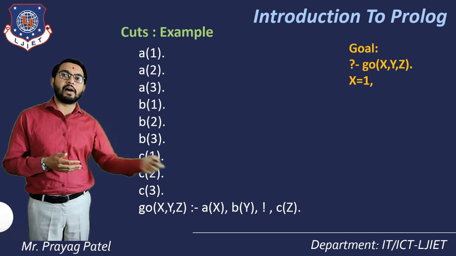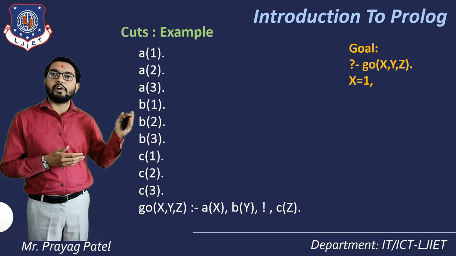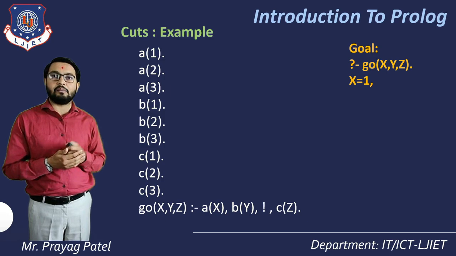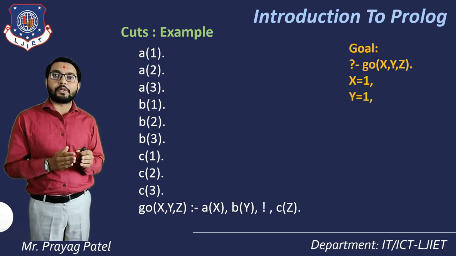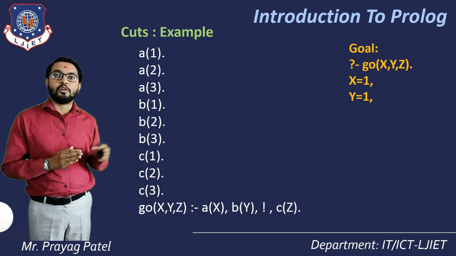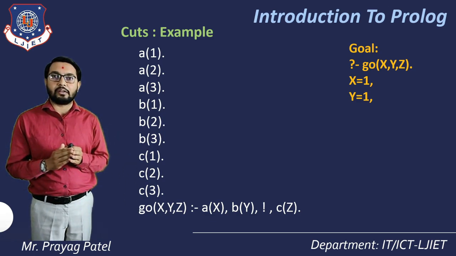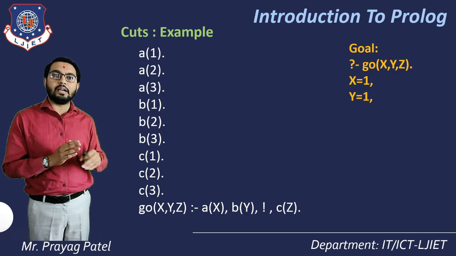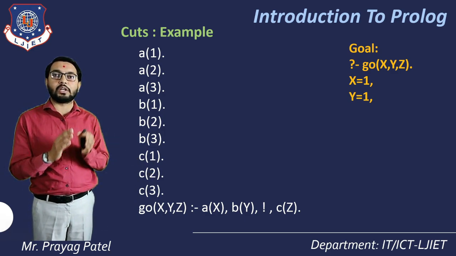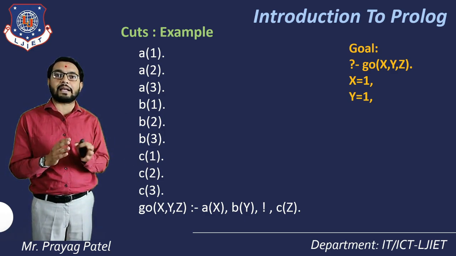Then B(Y). For B1, B2, B3, three possibilities are there, but the first one is B1, so Y equal to 1. Now after that comes the cut. The cut prevents backtracking. So whenever we fix the values X and Y equal to 1, after the execution of the cut, we cannot change the values of X and Y.